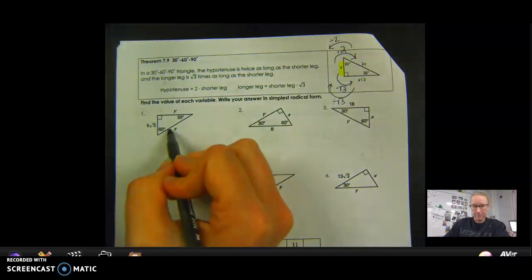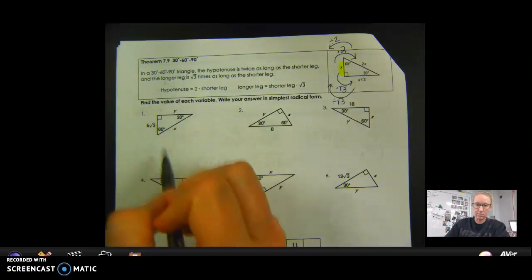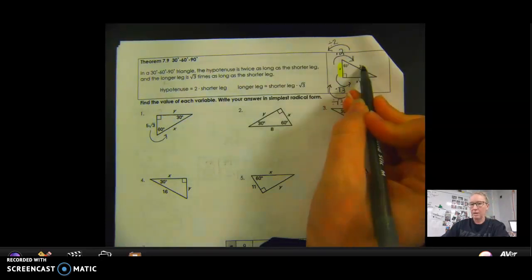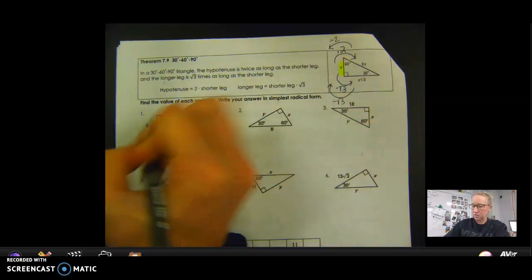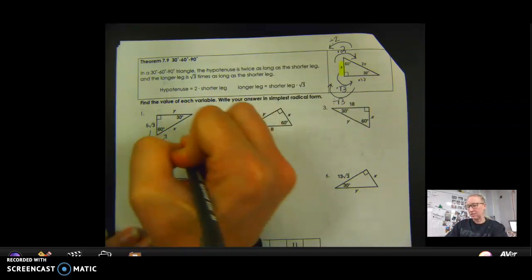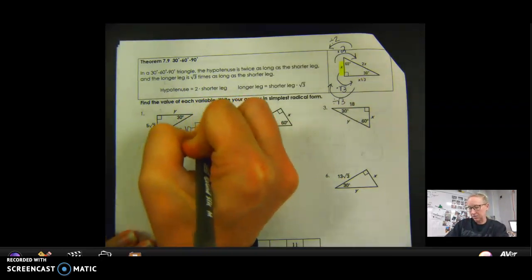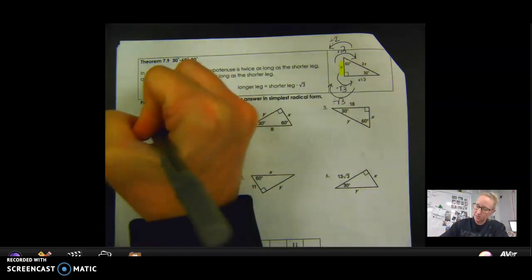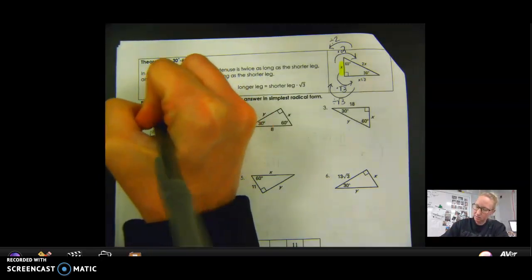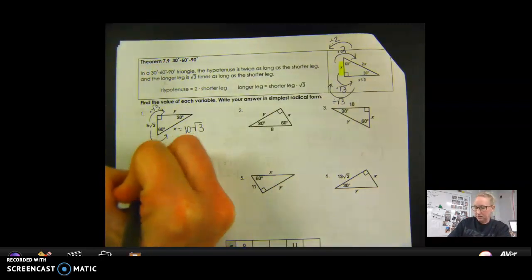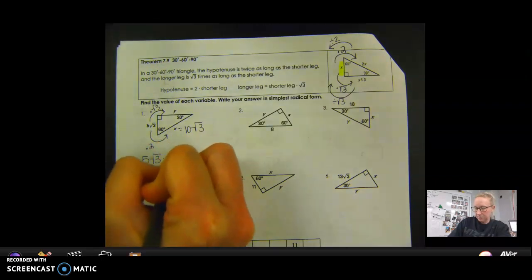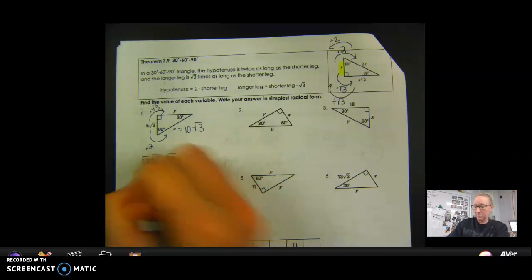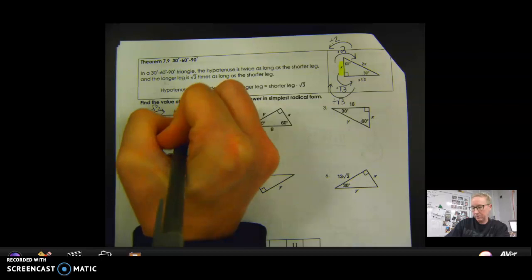So, on the first one, they gave me my small side because it's across from my 30-degree angle. So to get to my x, which is my hypotenuse, I multiply by 2. So 5 square roots of 3 times 2, you do outside times outside, so that just gives you 10 square roots of 3. Okay? Now, to get from my small side to my medium side, I multiply by the square root of 3. So I'm going to do 5 square roots of 3 times the square root of 3. Well, that gives me square root of 9, and the square root of 9 is 3, so I'm going to do 5 times 3, which is 15. So y equals 15.